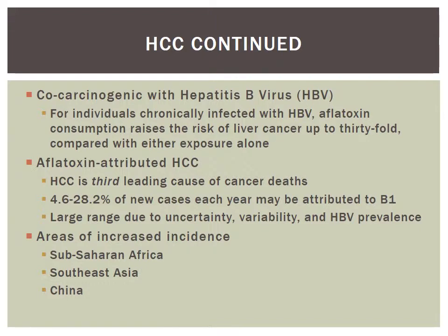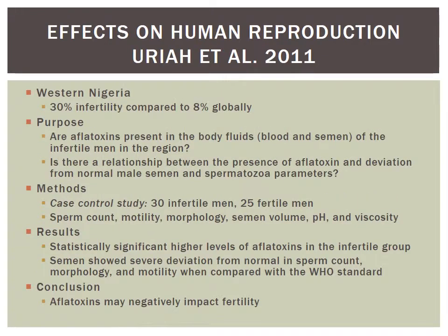Currently, most cases of aflatoxin B1 attributed HCC are occurring in sub-Saharan Africa, Southeast Asia, and China, where climate conditions are ideal for fungal growth and where populations suffer from both high HBV prevalence and largely uncontrolled aflatoxin contamination of staple foods.